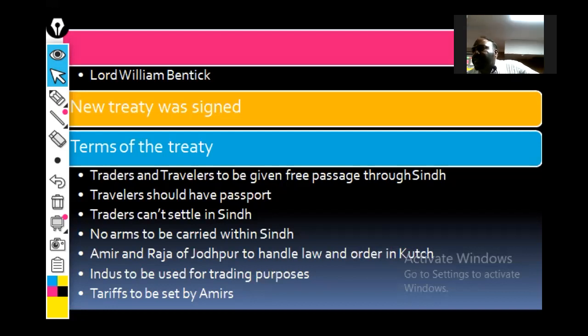So that means the Indus river valley has to be used only for what? Only for trading purpose. No more what? Military or traveling or entertainment or what you call tourism purpose is prohibited.